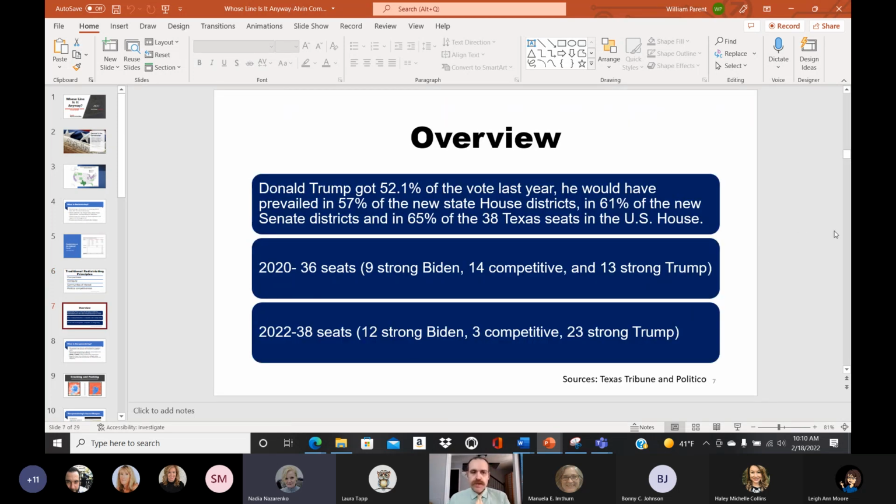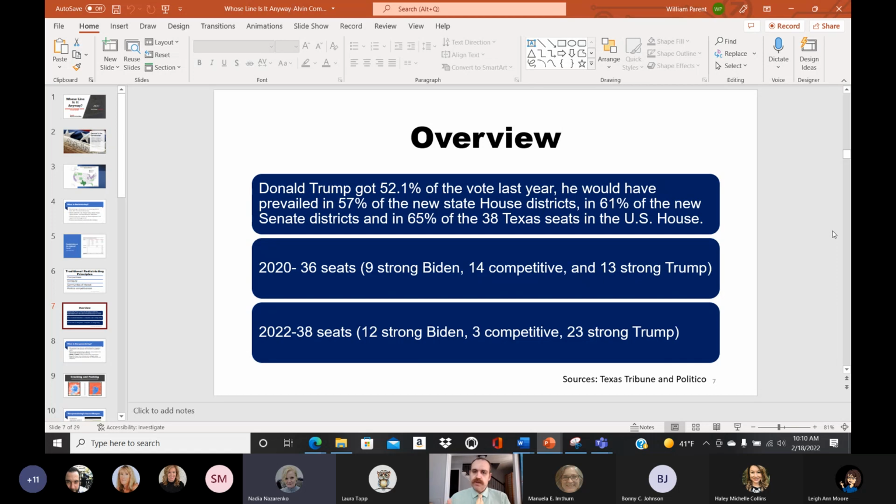Overview. I want to talk about how when we look at, say, the 2020 presidential election, Donald Trump got 52.1% of the vote here in the state of Texas. So here in 2020, the election was much closer between Trump and Biden in terms of recent presidential elections.